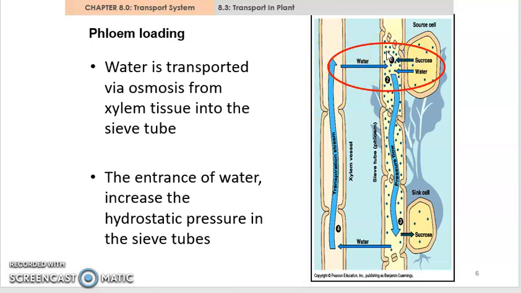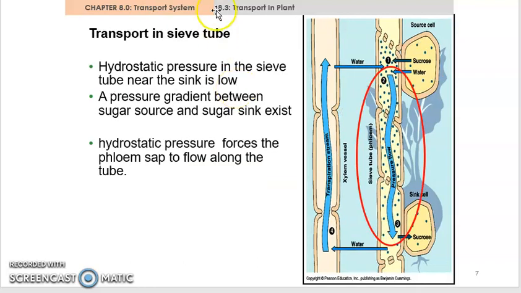Okay, so the entrance of water here will increase the hydrostatic pressure in the sieve tube. So, bila air daripada xylem, okay, masuk ke dalam sieve tube by osmosis, so it will increase the hydrostatic pressure in the sieve tube here. Okay, so that's why we proceed to the second phase, which is transport in sieve tube.